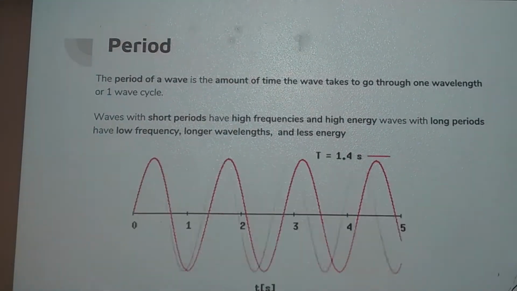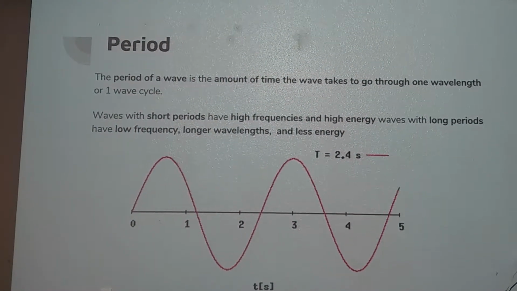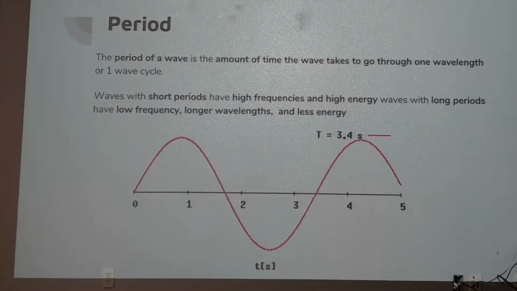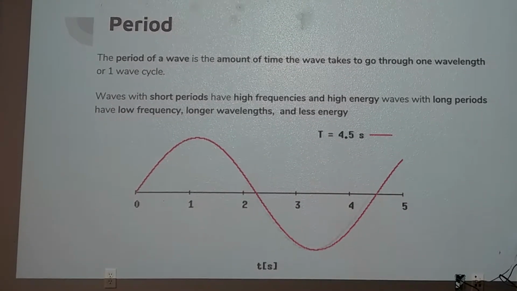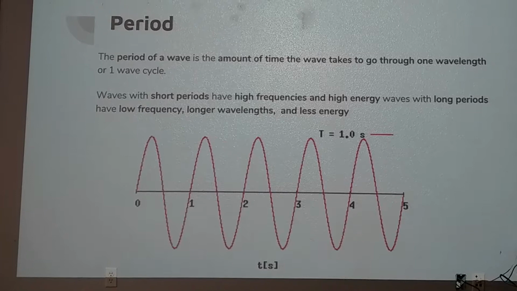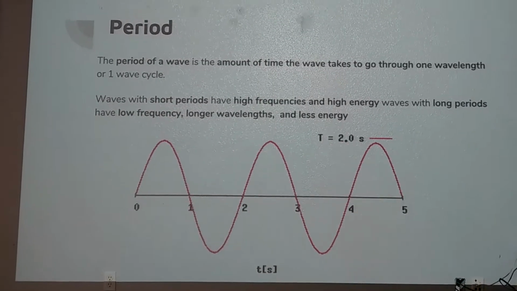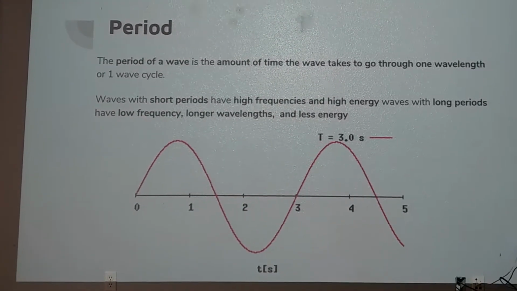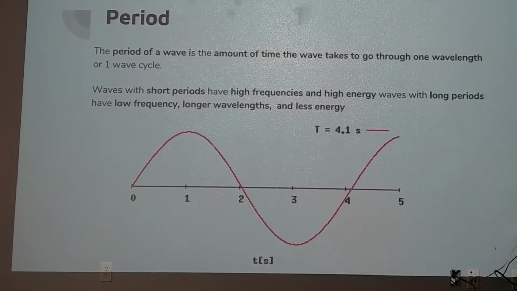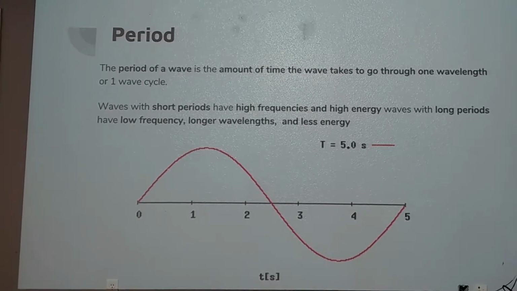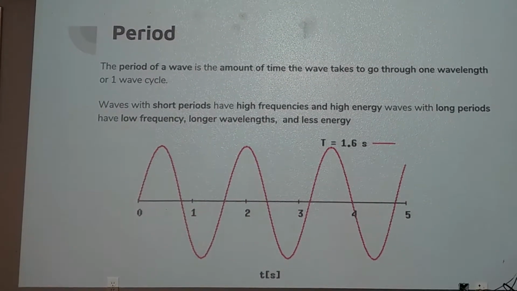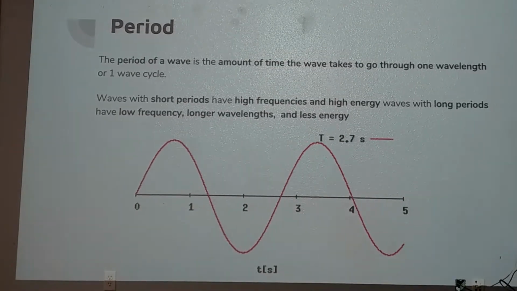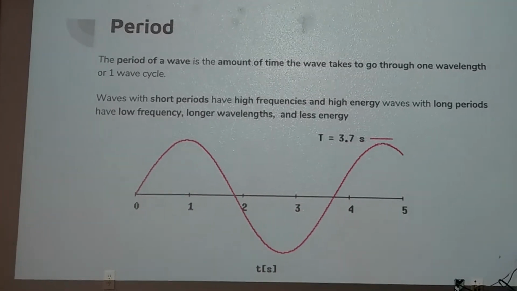Period. The period of a wave is the amount of time the wave takes to go through one wavelength or one wave cycle. Waves with short periods have high frequencies and high energy. Waves with long periods have low frequencies and low energies. That wave is going through one wavelength. The period is changing in that picture. It starts off with short periods and high frequency, and it gets longer every time the picture replays.